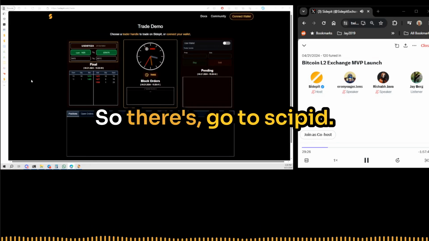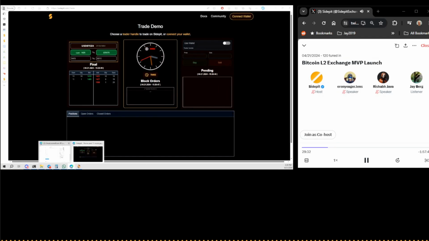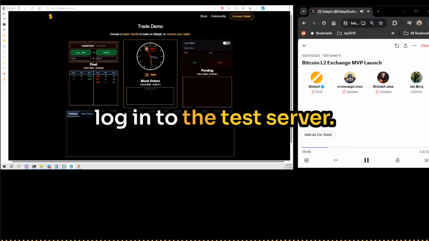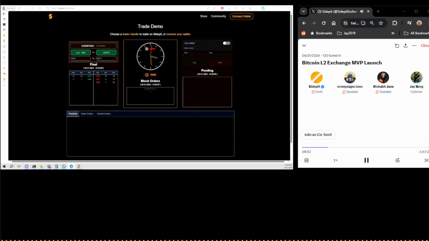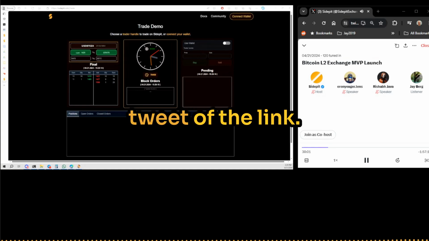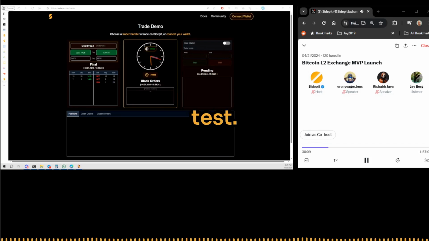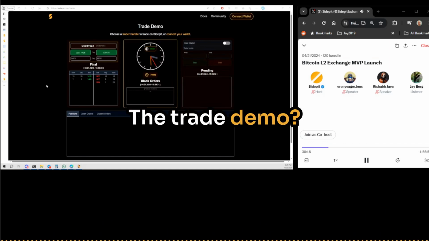Go to SciPid.com/trade. The problem is there's a little bug. In order to make trades, you're going to have to log into the test server. But let me just show you what's going on here. I'll paste the link. I'll make a tweet of the link. It's going to be basically frontend.test.scipit.com. There you go. Are you seeing that screen, the trade demo?